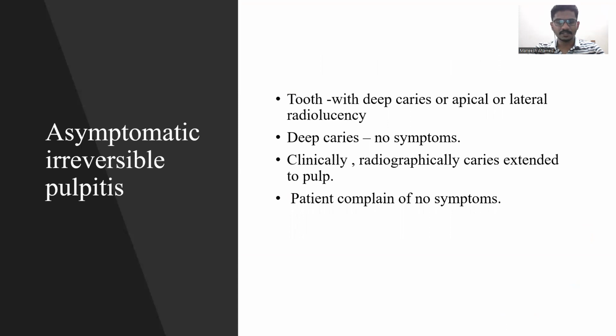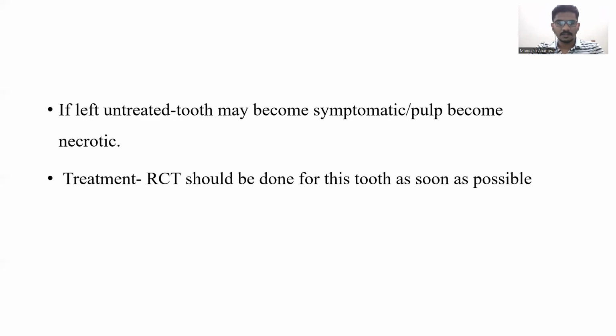Next comes asymptomatic irreversible pulpitis. A tooth with deep caries or apical lateral radiolucency, but there are no symptoms. That is a difficult situation to differentiate. The patient may present with deep caries enough to produce a response, but there are no symptoms. Clinically and radiographically, the caries extends to the pulp. The patient complains of no symptoms. If left untreated, the tooth may become symptomatic and the pulp become necrotic. Treatment: RCT should be done for this tooth as soon as possible.